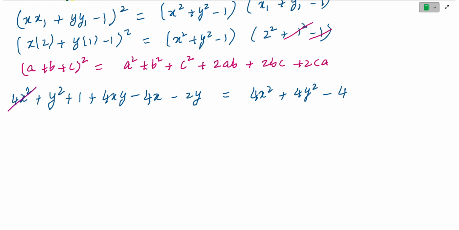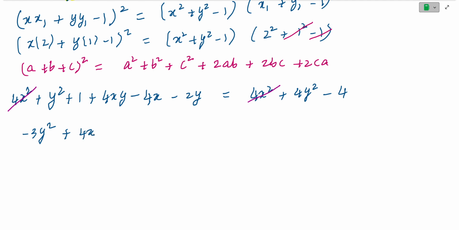4x square on the right hand side, 4x square on the left hand side, they get cancelled. So y square on the left hand side, and we have plus 4y square on the right hand side. If you transpose 4y square onto the left hand side, it will be minus 4y square. Y square minus 4y square will be minus 3y square. Okay, let me write the y square term. So that is minus 3y square on the left hand side.